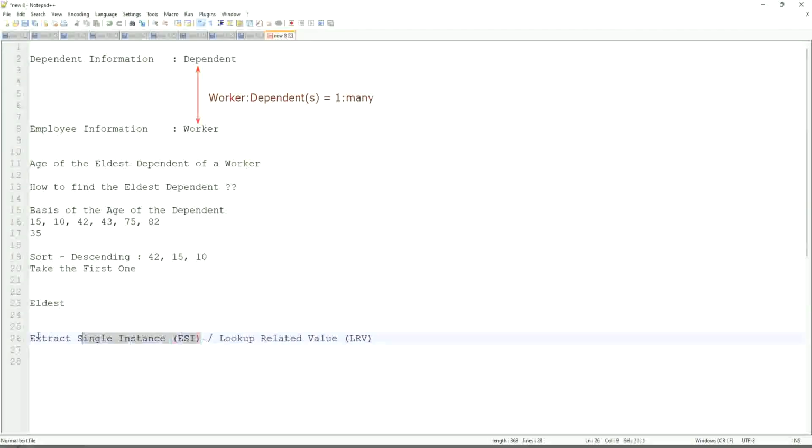The eldest dependent will be returned by the ESI. Right, and the age of that eldest dependent will be an LRV. This will be a very, very common question. So ESI will allow you to extract the instance of an object from a related business object based on some criteria. That is what ESI is all about. And once you extract the single instance, one particular occurrence of that particular object, then you look up another value related to that using an LRV.